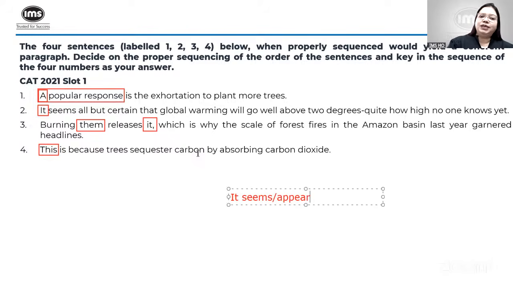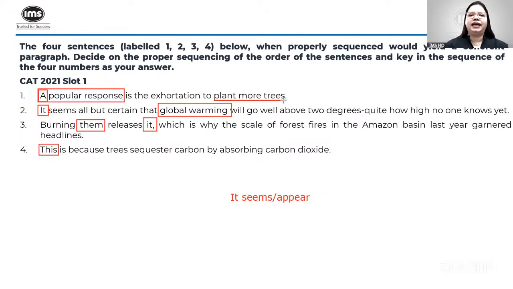Okay. So it seems all but certain that global warming will go well above 2 degrees. Okay. So we're talking of global warming is going to increase. Maybe that is what we are responding to. If global warming is going to increase, then maybe we are recommending, the popular recommendation is that, exhortation or urging is that, plant more trees.